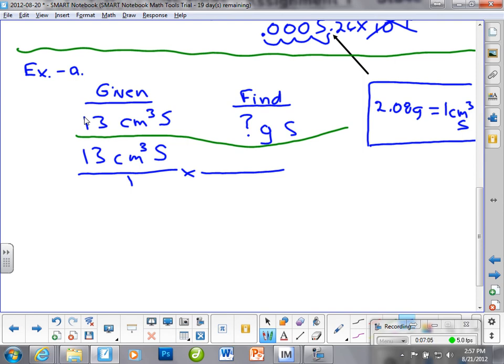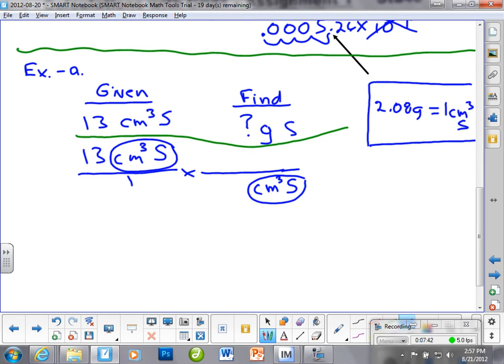What do you think, David? Okay, before you put the grams, watch this. What goes on the bottom? Okay, centimeters cubed. Excellent. Centimeter cubed of sulfur. Now, what I'd like you to do, David, is look over here in my sidebar box and tell me what is the coefficient that goes with cubic centimeters.